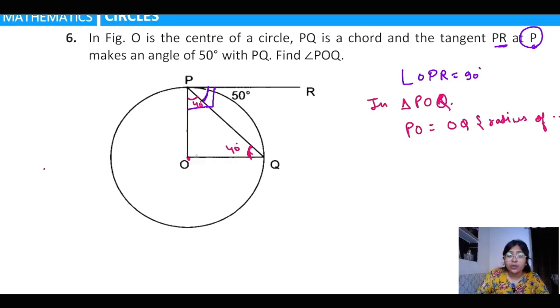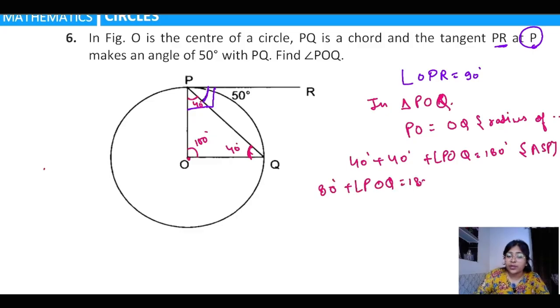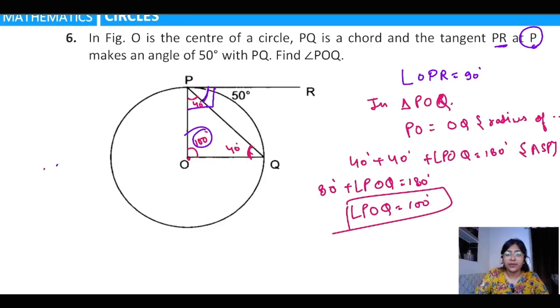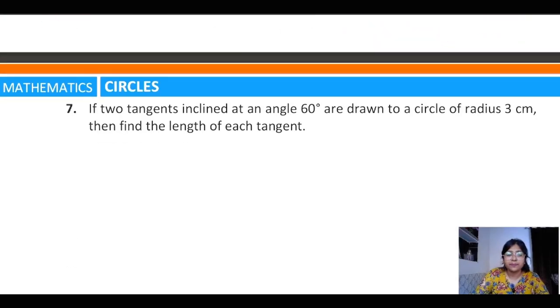We need to find out POQ. So 40 plus 40 plus angle POQ is equal to 180 degrees by the angle sum property of a triangle. So 80 plus angle POQ is equal to 180. So the angle POQ is of measurement 100 degrees. Is this clear to you? It is 100 degrees. Okay, learners, now the next question.